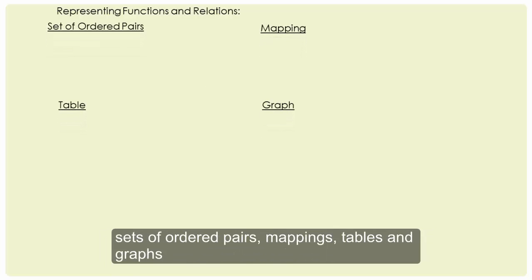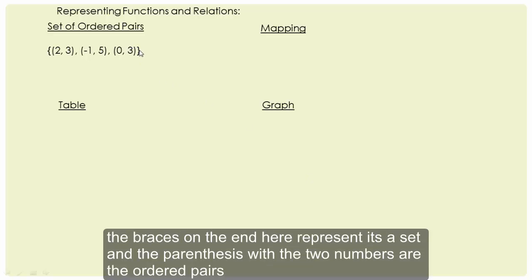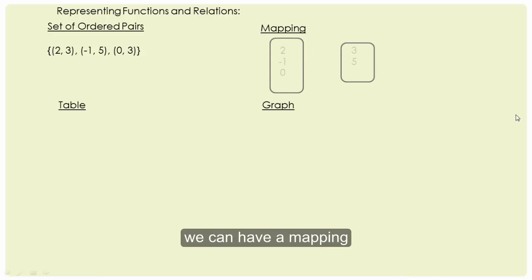In order to represent functions and relations, we have a couple of different methods: sets of ordered pairs, mappings, tables, graphs, and equations. A set of ordered pairs will look like this. The braces on the end here represent it's a set, and then the parentheses with the two numbers are the ordered pairs. We can have a mapping.